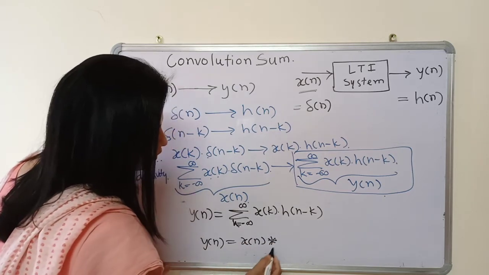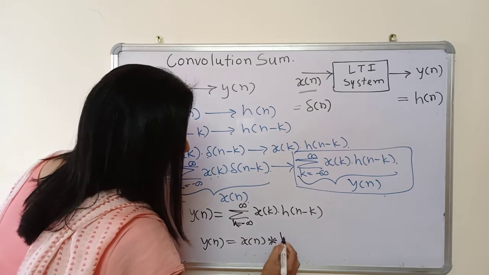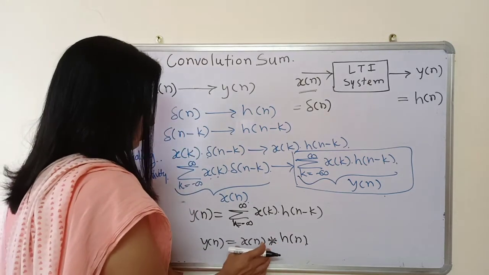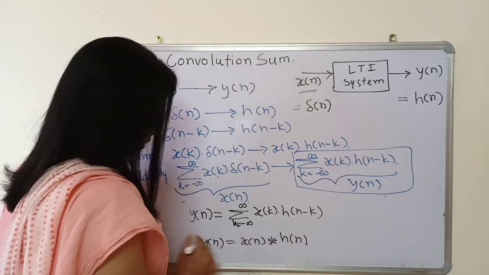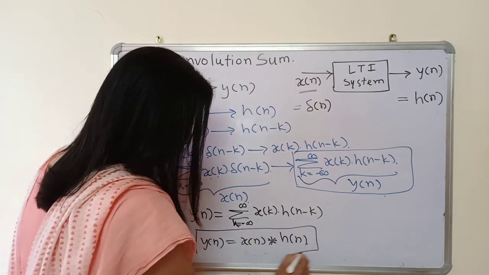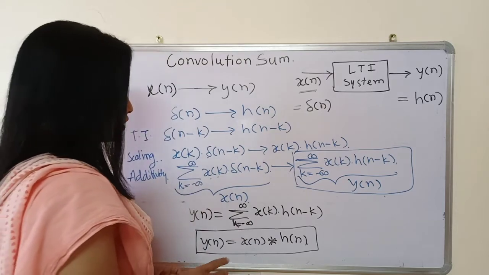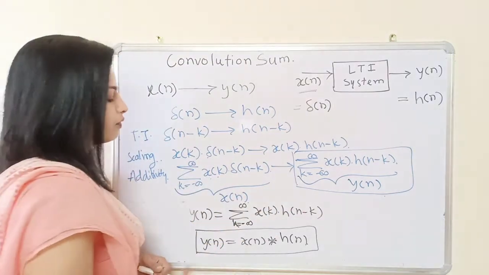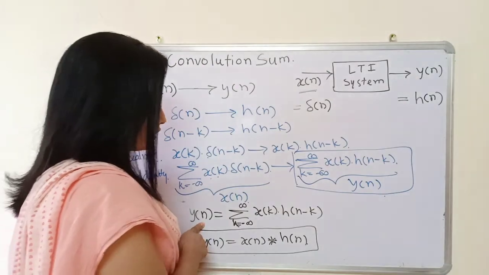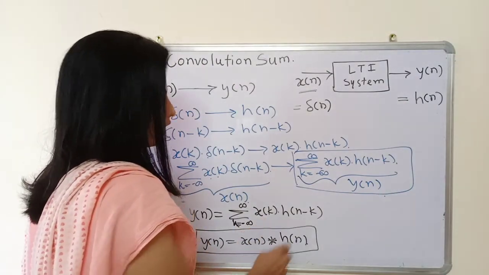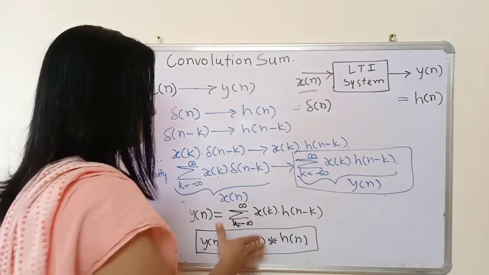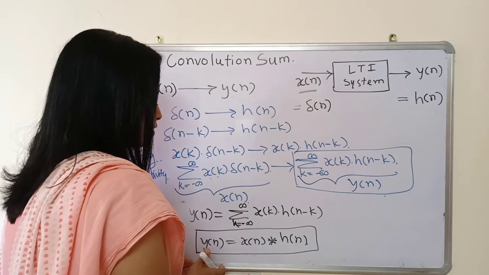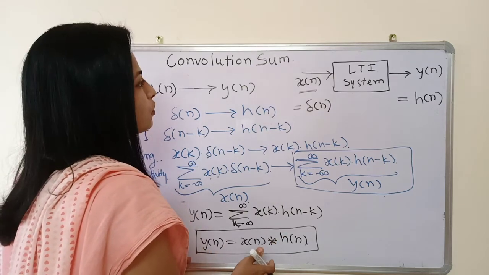This can also be written as x of n, with the star sign for convolution, h of n. So x of n and y of n are related to each other by this formula, which is called the convolution sum. Using this formula, you can find y of n from the values of x of n and h of n. This is the relationship of the convolution sum.